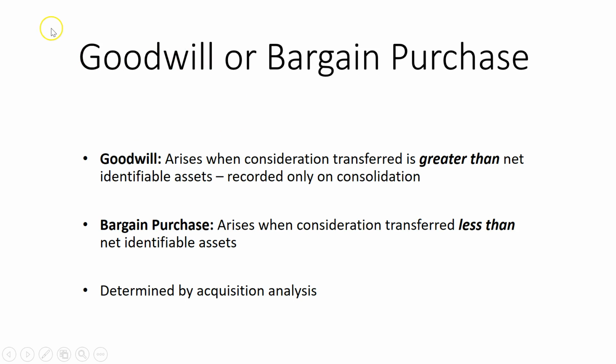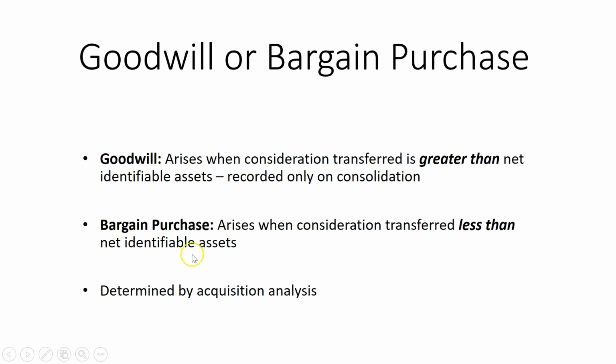So next we're going to look at a goodwill or bargain purchase. So goodwill arises when the consideration transferred, so essentially saying how much we pay, is greater than the net identifiable assets. And goodwill is only recorded on consolidation. So if we pay $1 million, but our net assets are only worth $900,000, then that would be $100,000 of goodwill.